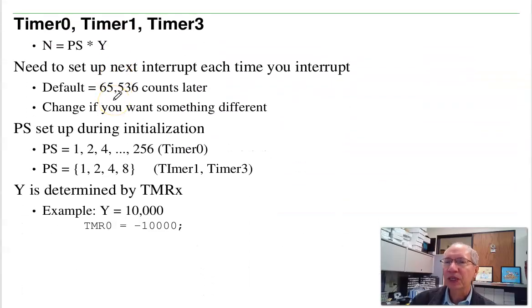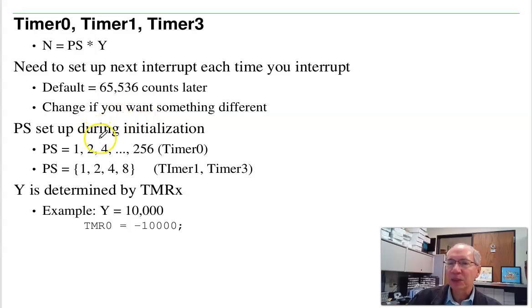Timers 0, 1, and 3 are a little bit different. These interrupt every n clocks, where n is a prescaler times y. The default for y is 65,536. Y is a 16-bit counter, and it's just going to count. When I get to 0, that triggers the interrupt. If I'm at 0, I'm not going to get to 0 again until I go all the way around, back to 65,536. If I want something different, I got to change it.